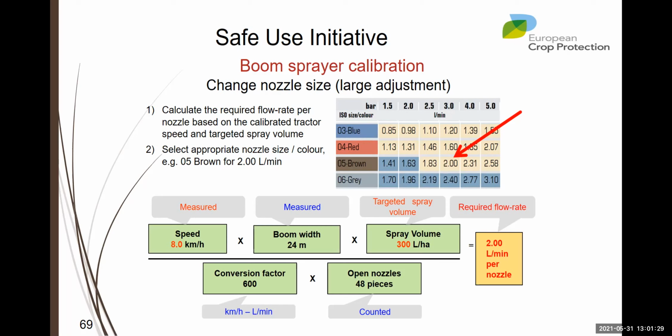Okay, here is an example of calculating the flow rate per nozzle. What you have here is the speed, which is already measured, the boom width measured, and the target spray volume. Say you want to use one full tank of water, 300 liters, for example. The conversion factor is 600, with 48 open nozzles, all on one boom. So when you calculate, each spray nozzle must deliver 2 liters per minute.